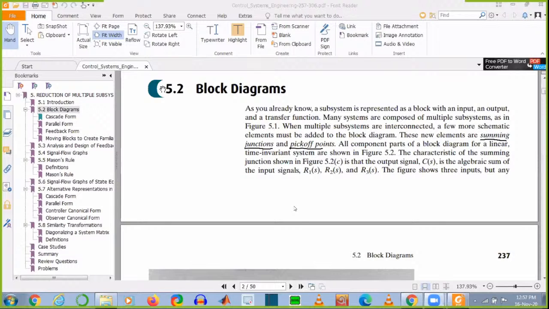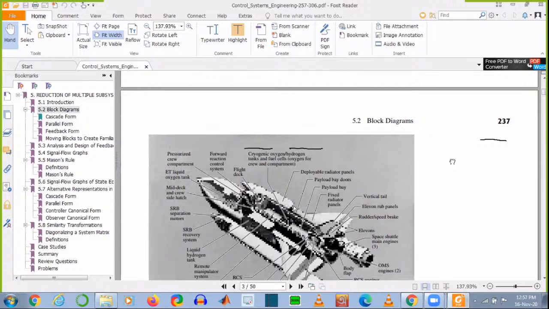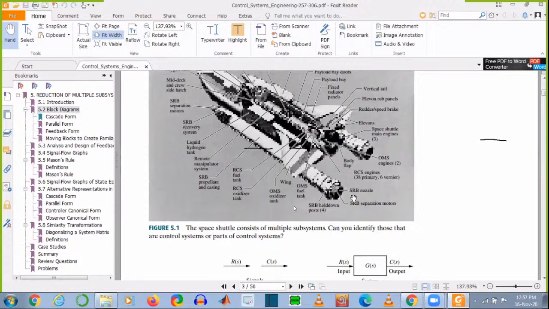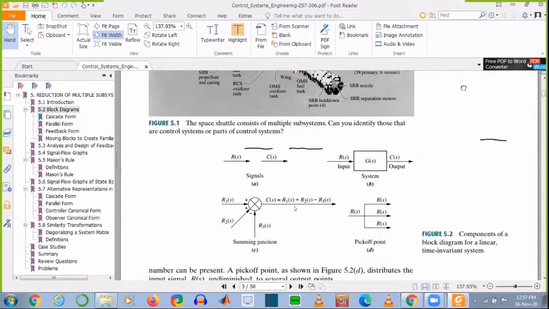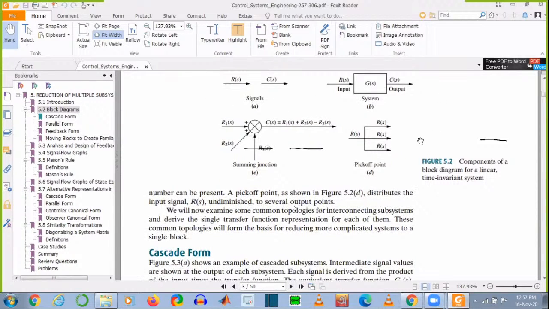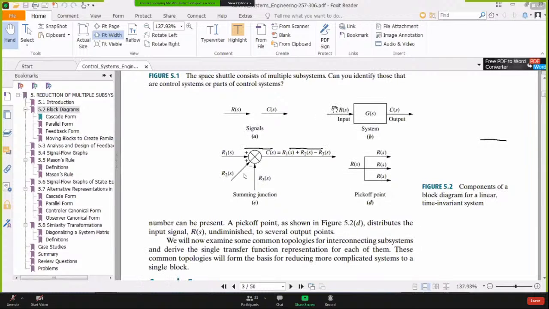So this is block diagram 5.2. You can study that if you want. We already studied this, and this concept has huge applications. We may also need this kind of thing in planes. But we're starting with the basics. These are the components: inputs, blocks. You can see here they are showing a summing point. This is the pickup point. We already studied that, right?